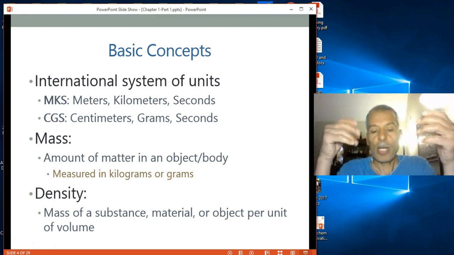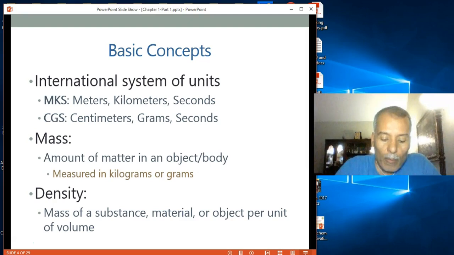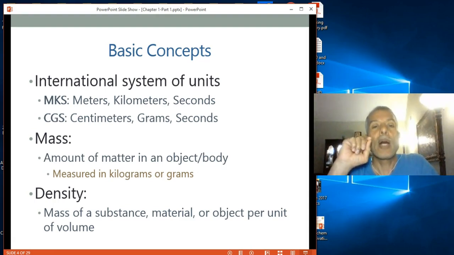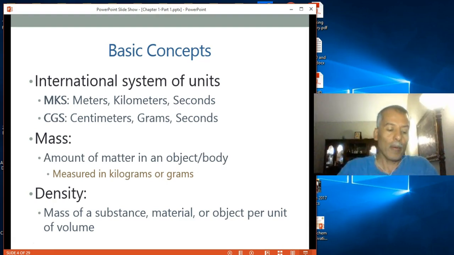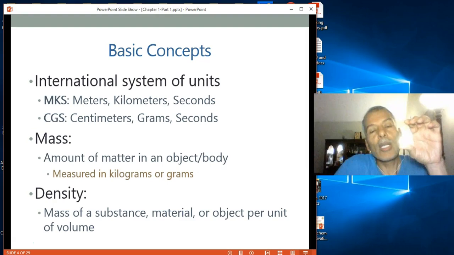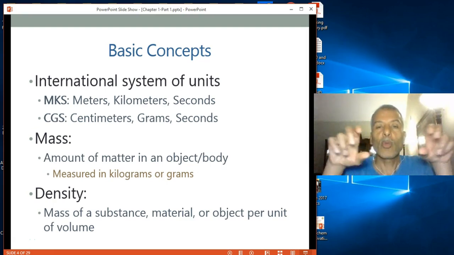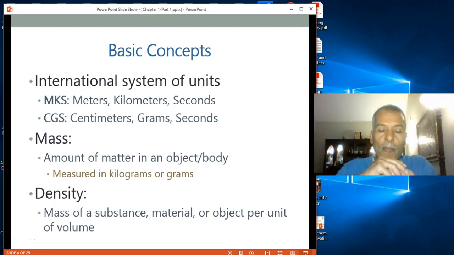To give you an approximate estimation, 1 kilogram equals 2 pounds and 1/5 of a pound, 2.2. So you can think about anything that's 1 pound, put two together, and then add 1/5 of a pound, and that will make 1 kilogram.